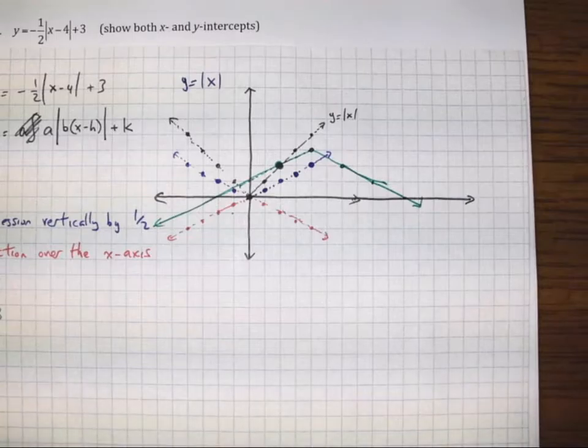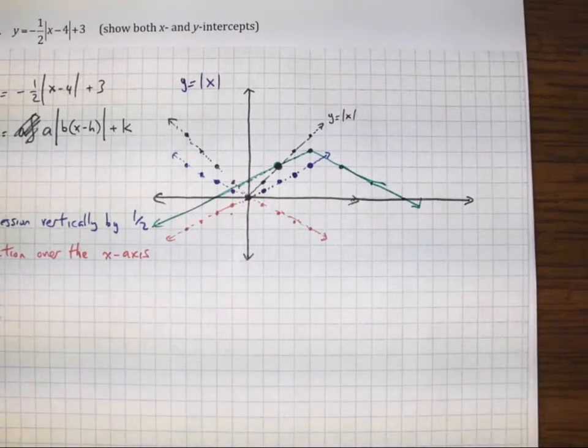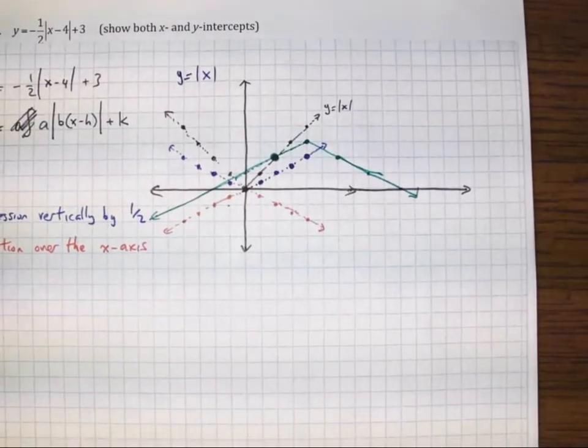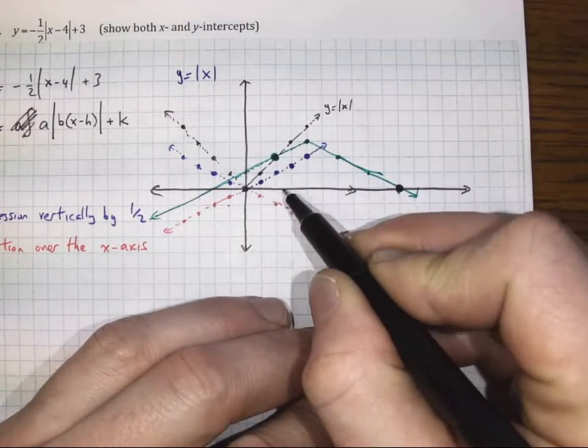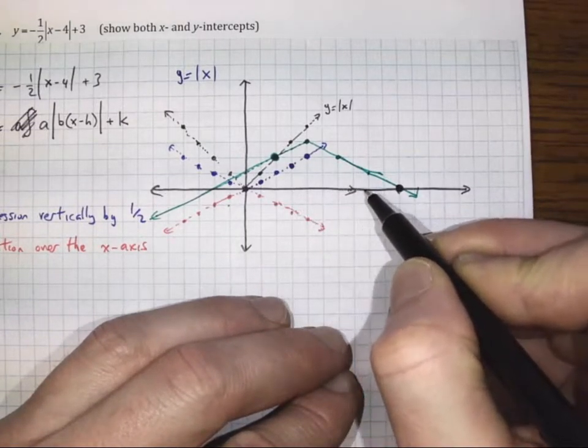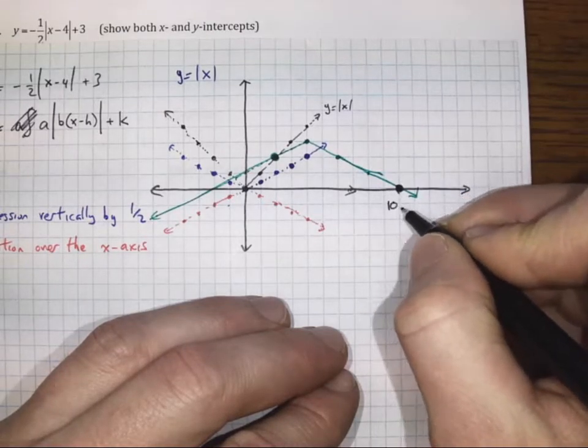All right, and we were asked to, if you notice in the question, show the x and the y intercepts. So we've got an x-intercept here, and that is at the point 1, 2, 3, 4, 5, 6, 7, 8, 9, 10. So it's the point 10, 0.